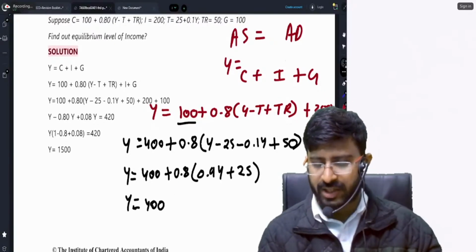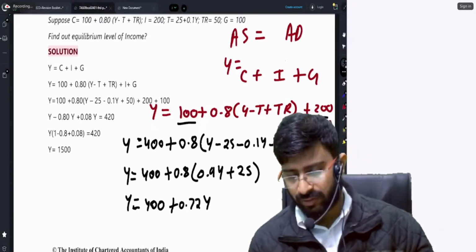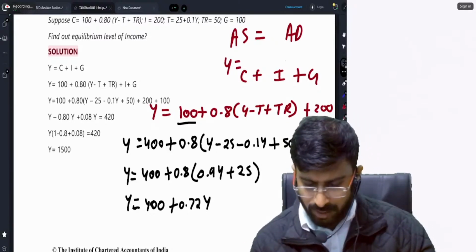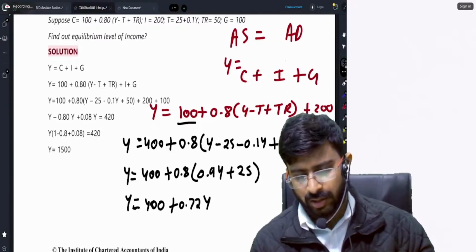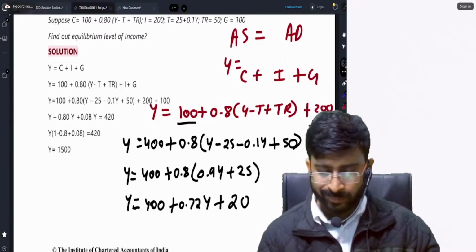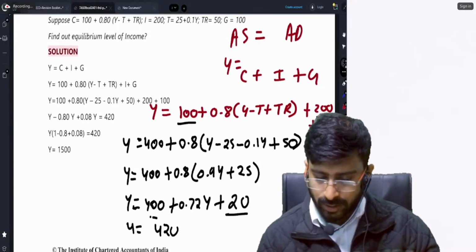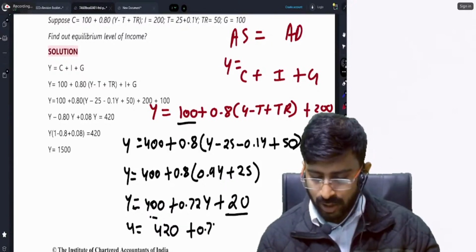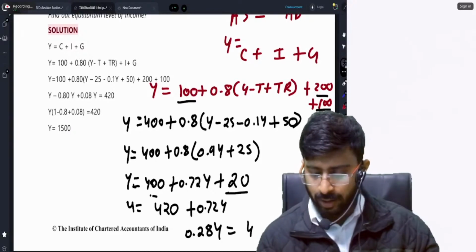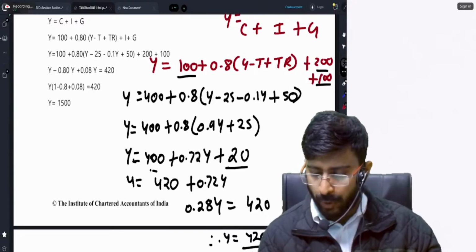Now see, Y equals 400 plus 0.8 times 0.9 is 0.72, I guess. 0.8 into 25 is 80%, no? So it will be 20. So Y equals 420 plus 0.72Y. If 0.72Y goes that side, it becomes 0.28Y. So now, friends, with your calculator, please tell me what is 420 divided by 0.28.